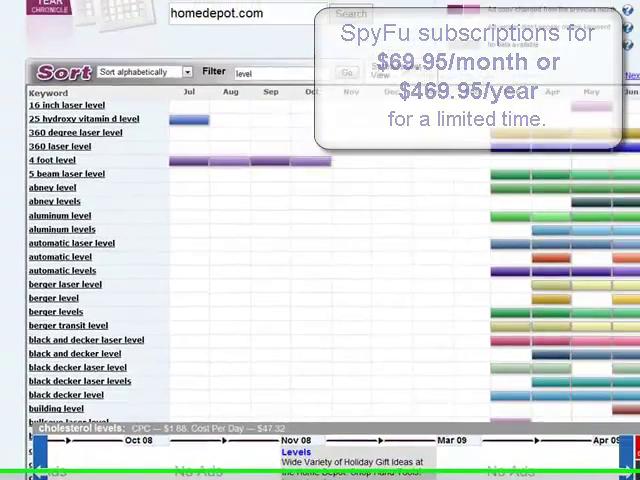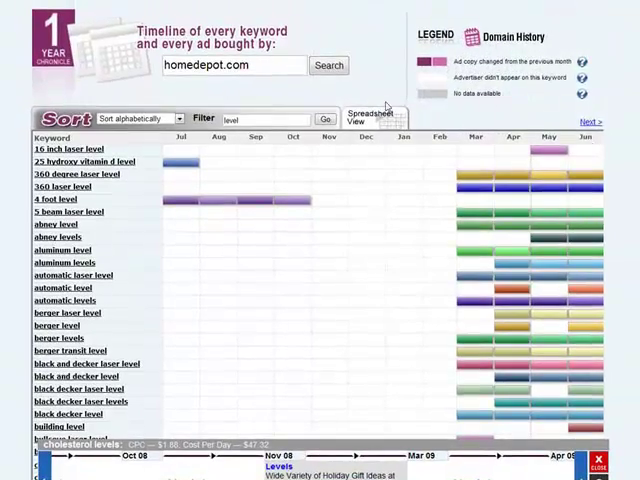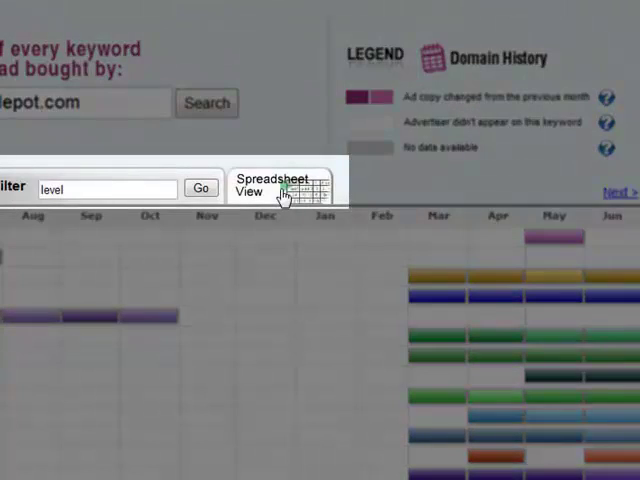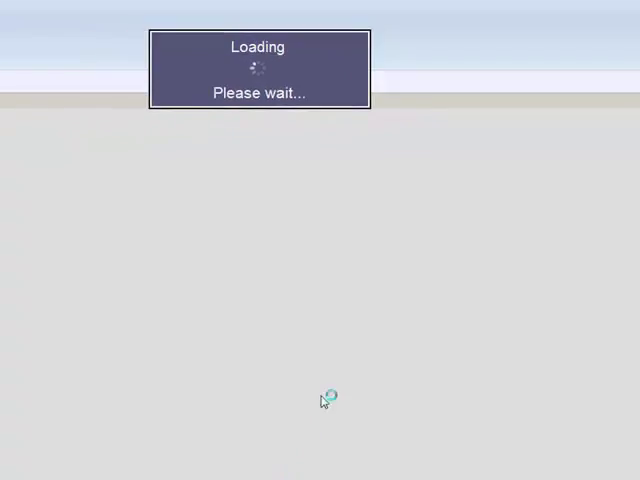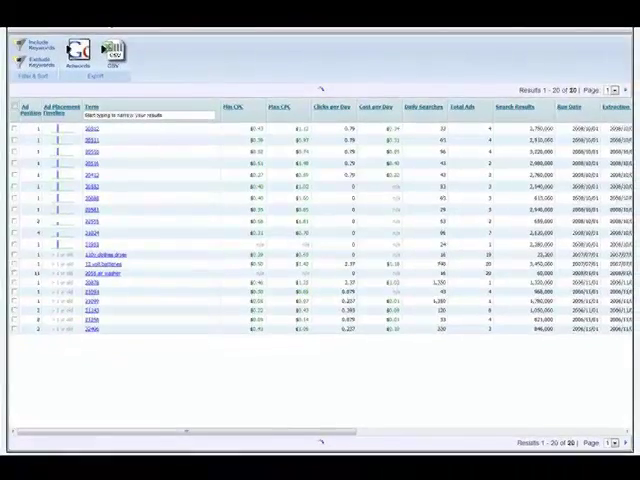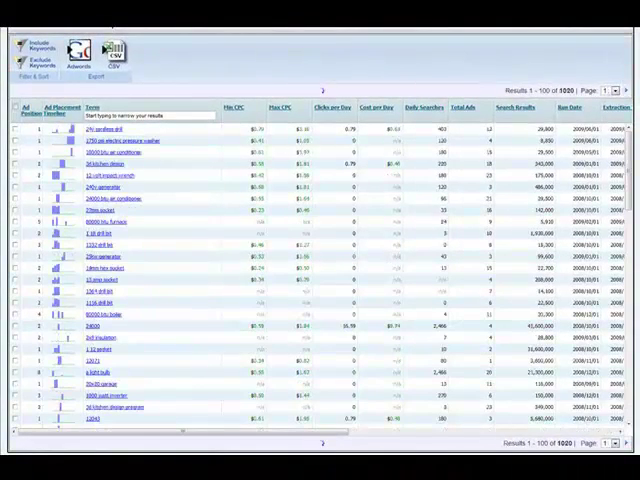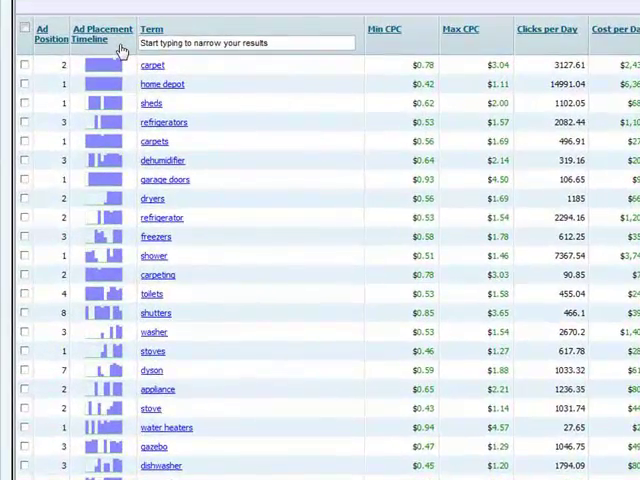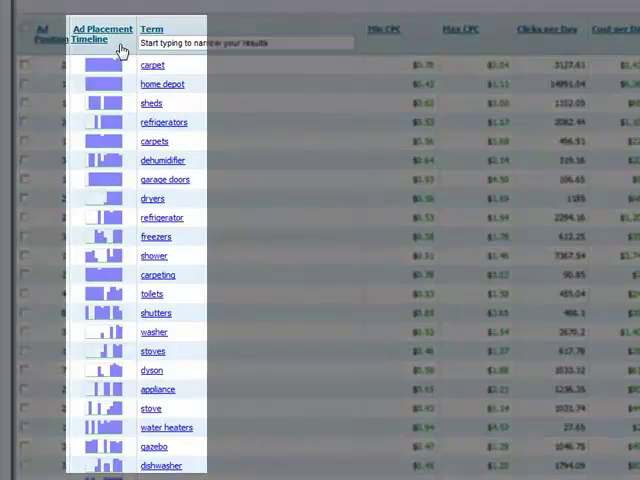Anyway, I really like this timeline style interface for browsing and looking for ideas, but when I want to dig deeper, especially when I'm starting a new campaign, I prefer the spreadsheet view. What's really cool about the spreadsheet view is that we've integrated the domain ad history data right into it, so you can get the exact same sort as we can in the timeline view, but we've condensed the whole timeline into a single spreadsheet column.